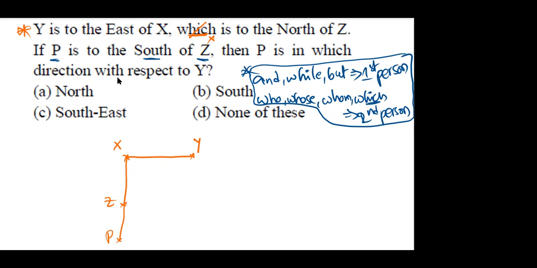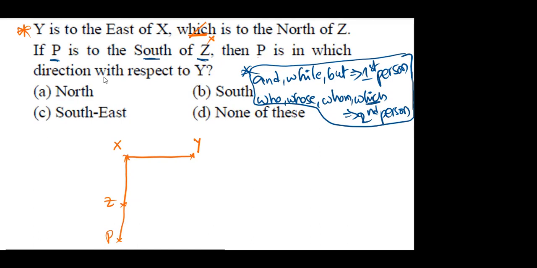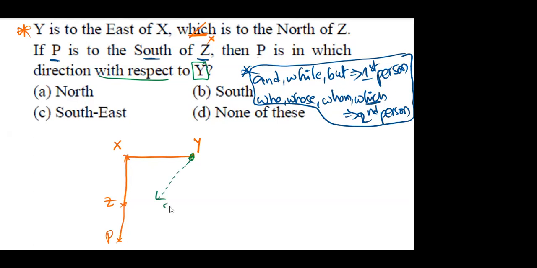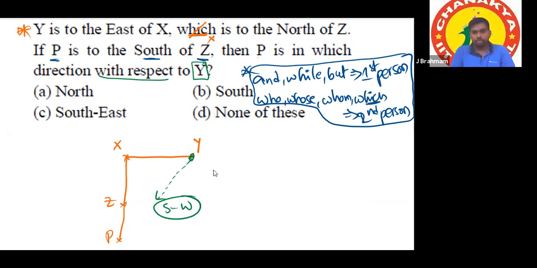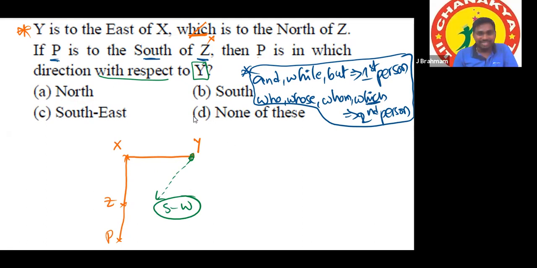Now the question is, P is in which direction with respect to Y? So here, what is the reference? Y is the reference. So from Y, in which direction do we need to see P? Southwest. Towards southwest. So none of the given options is there. Nothing, sir. None of these is there. So none of the given options is correct according to our answer.